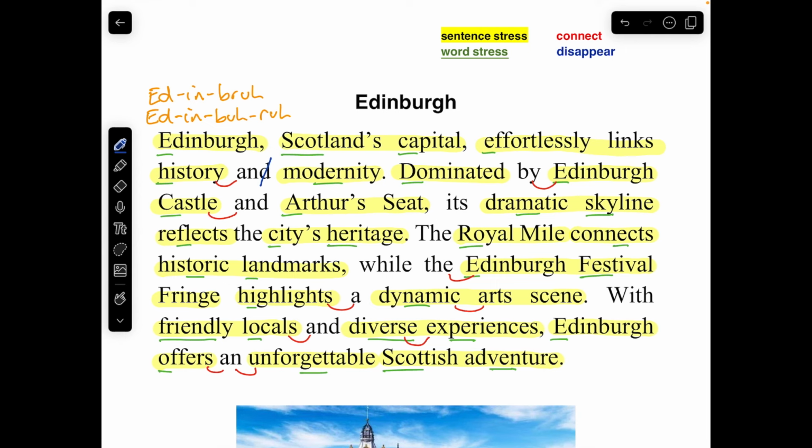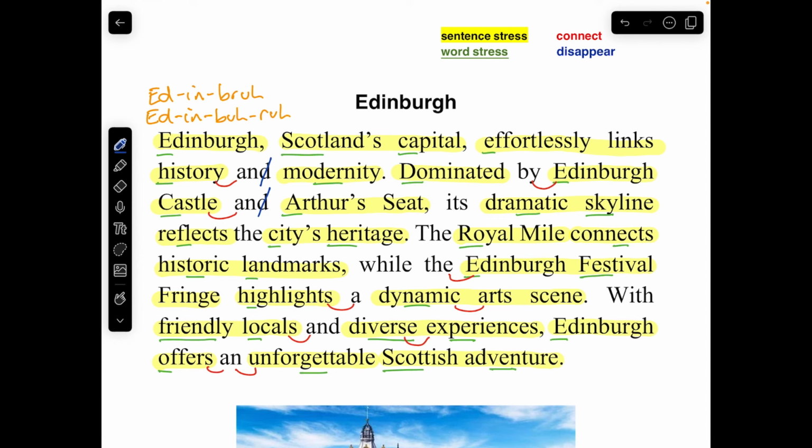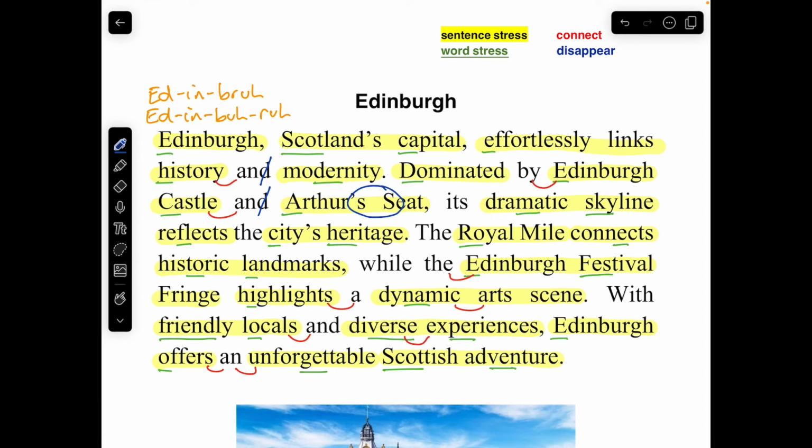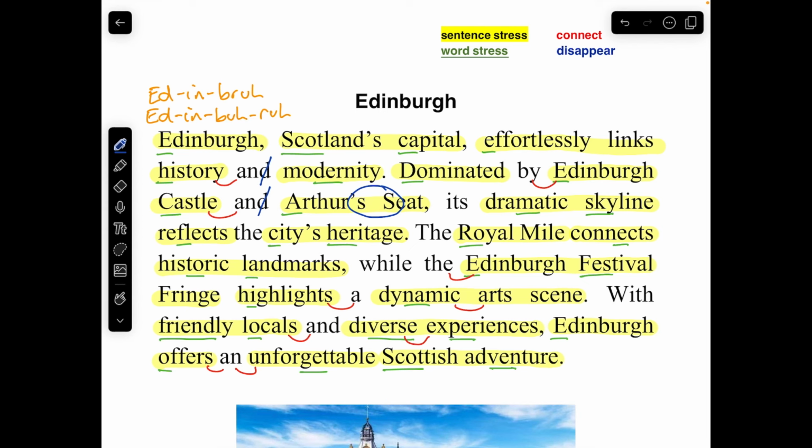Dominated by Edinburgh Castle and Arthur's Seat. Again, we have another D in the word and. We can smooth this out by removing that hard D. Edinburgh Castle and Arthur's Seat. Notice here we have 2 S sounds together. Arthur's Seat, we don't need to say Arthur's Seat with a clear pause in the middle. We can actually take those 2 S sounds and say them as one. Arthur's Seat. Its dramatic skyline reflects the city's heritage. The Royal Mile connects historic landmarks, while the Edinburgh Festival Fringe highlights a dynamic art scene.